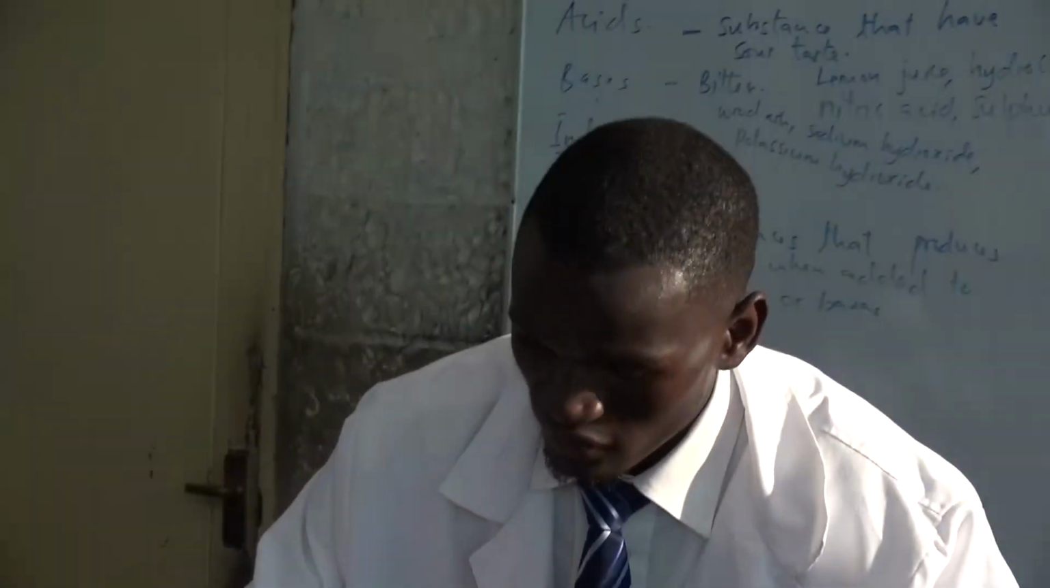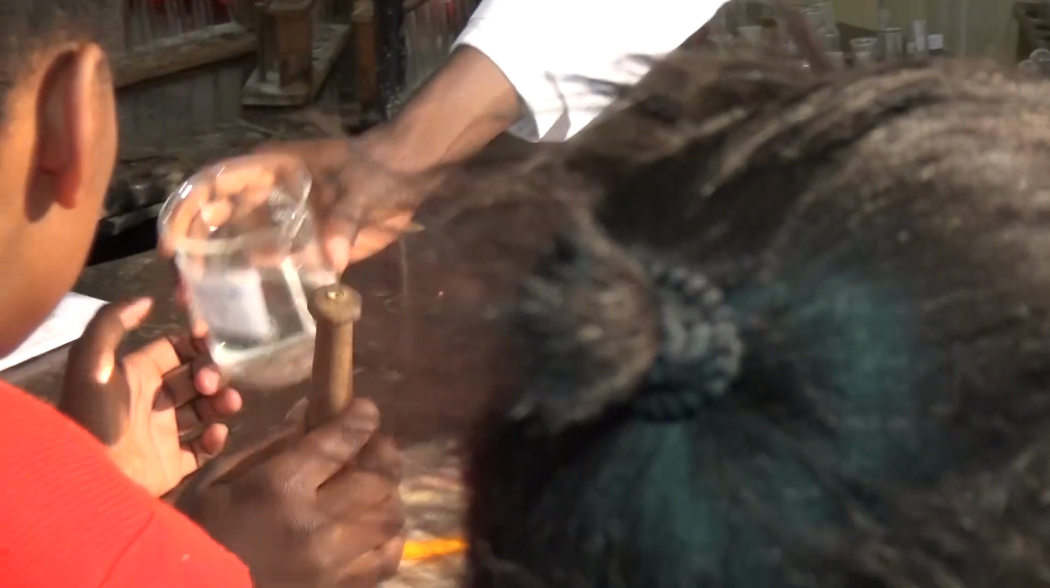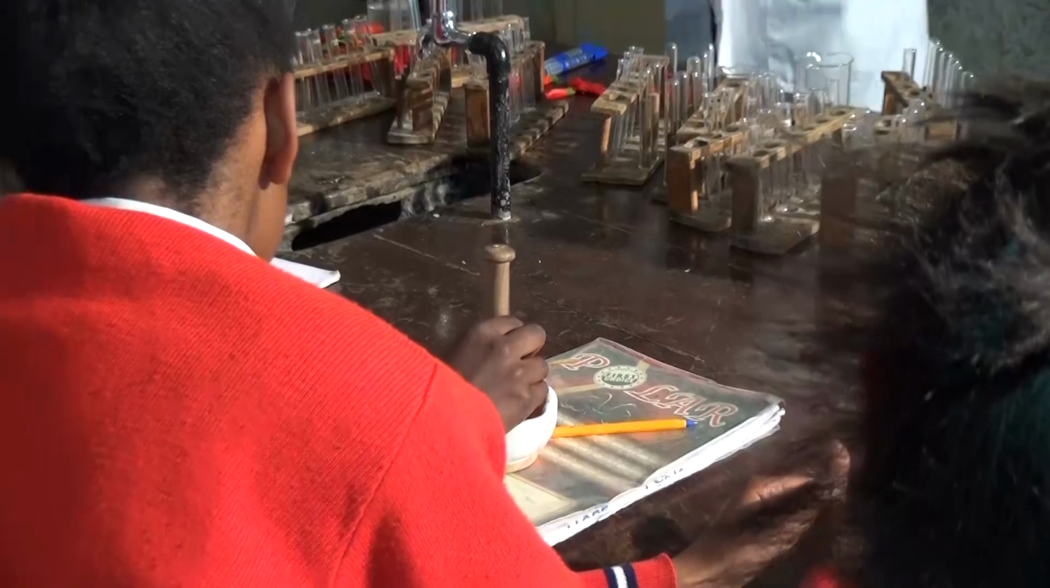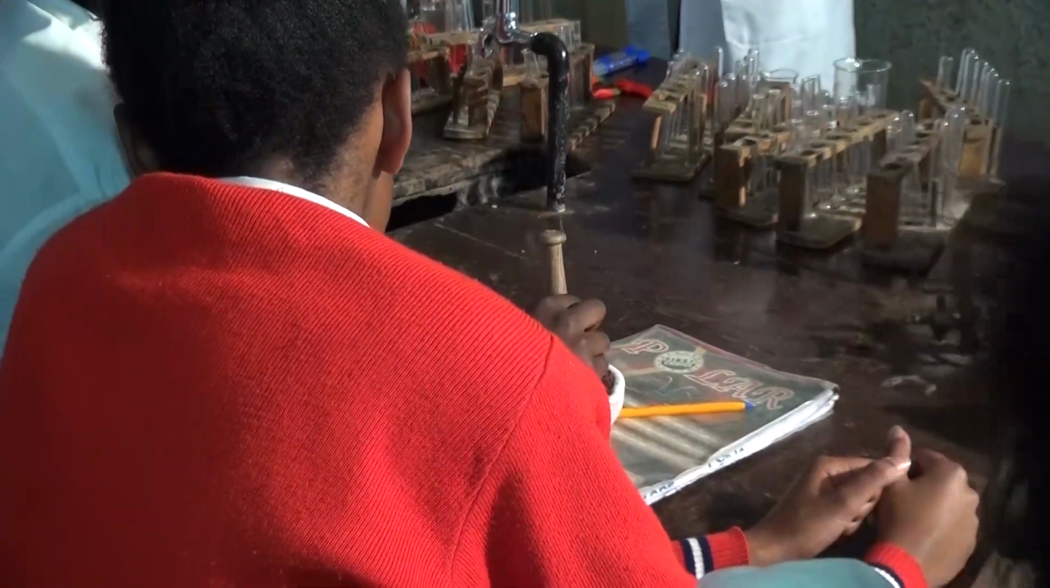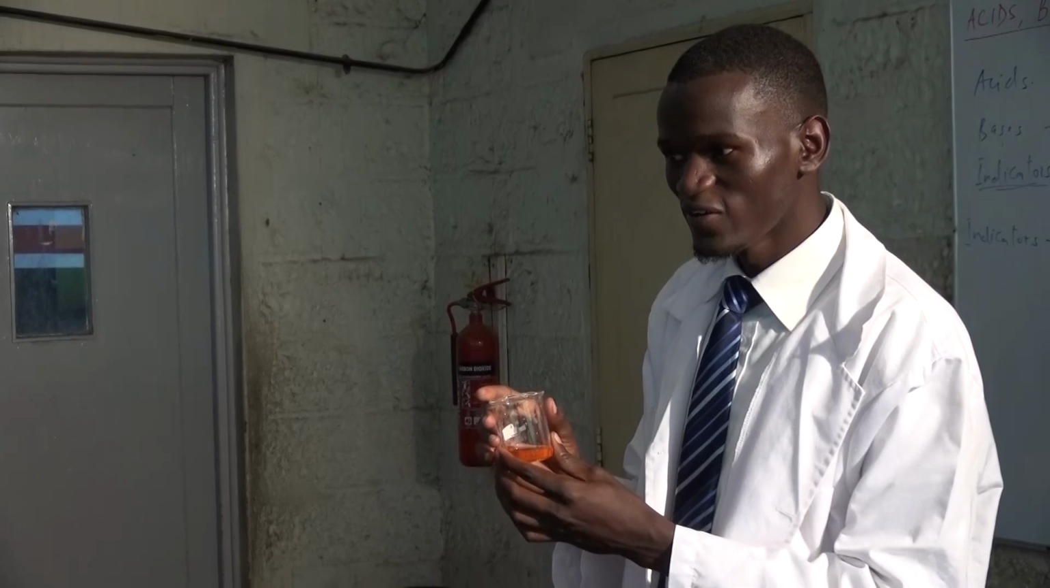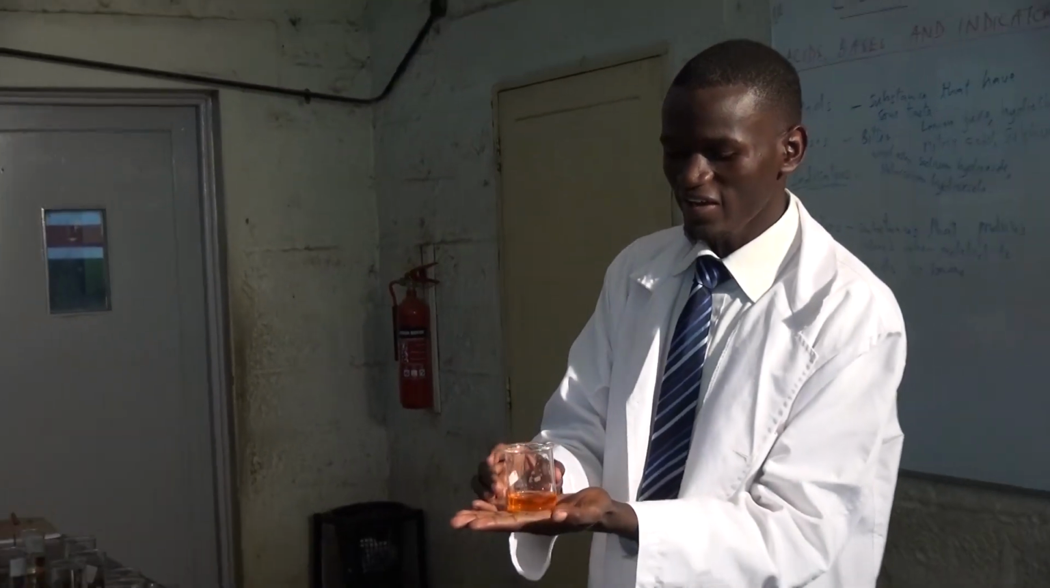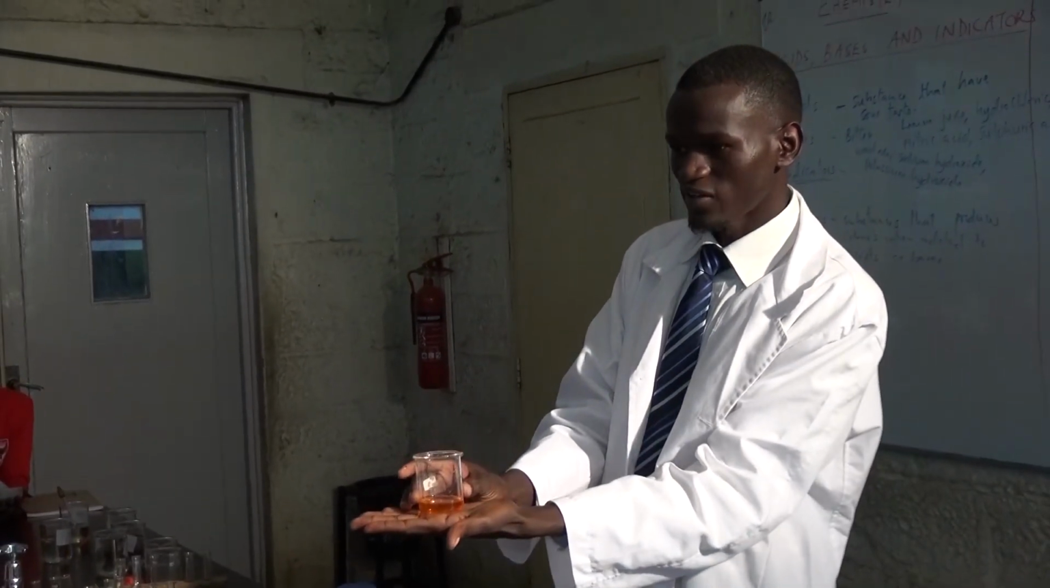Then you decant very fast. You want to see the color? You remember the color that we saw in the acid that we tested the first round? Which acid was that? Hydrochloric acid. Now look at the color of the indicator in sulfuric acid. Are they the same?